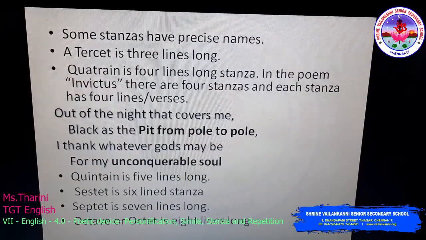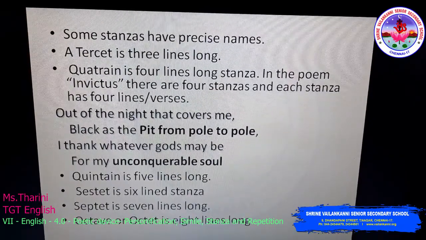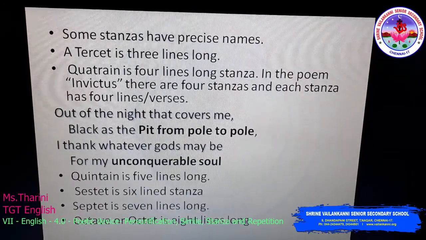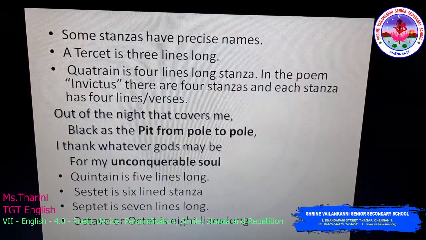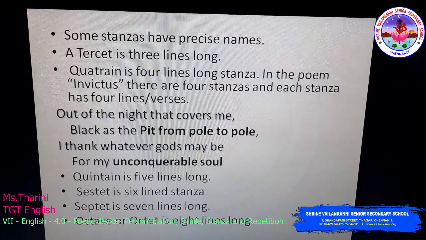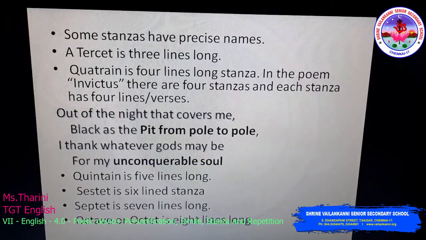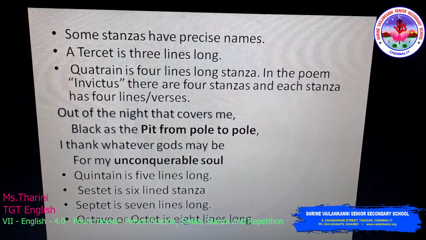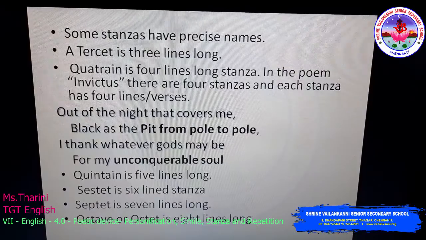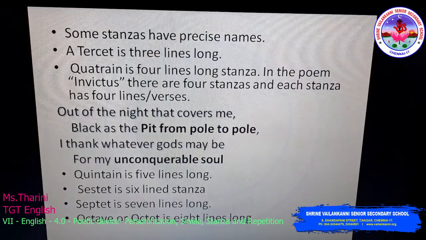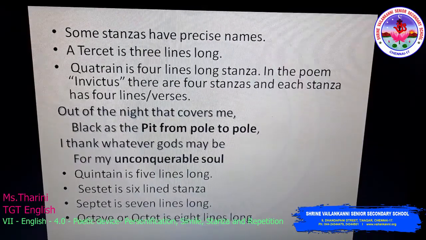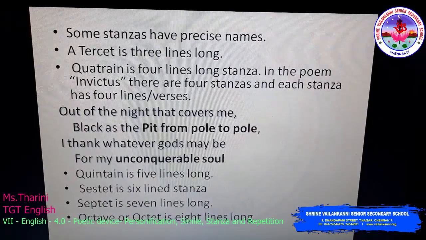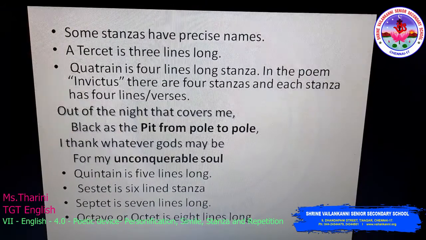So repeat with me. A 3 lines long stanza is called a tercet. A 4 lines stanza is called a quatrain. A 5 lines stanza is called a quintain. A 6-lined stanza is called a sestet. A 7 lines long stanza is called a septet. An 8 lines long stanza is called an octave or octet.